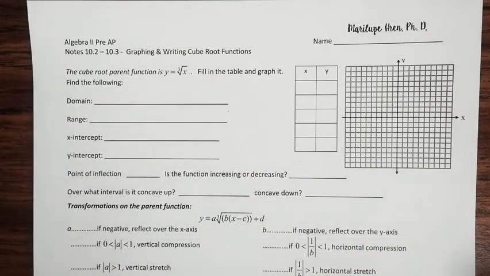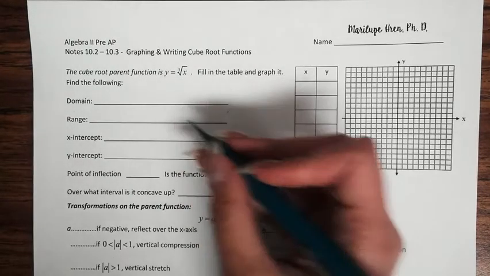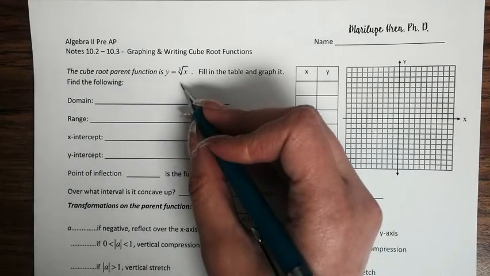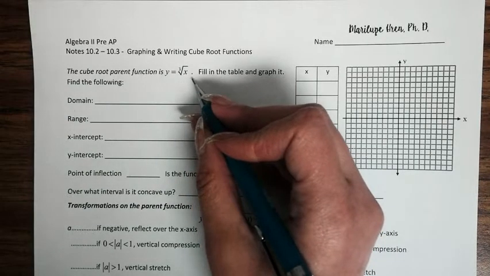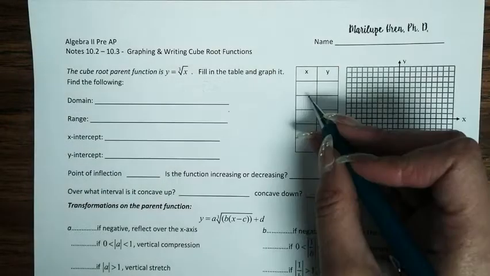So today we're going to learn about graphing and writing cube root functions. Okay, so let's start with the parent function in this case. The parent function in this case is y equals cube root of x. We're going to fill in the table here.